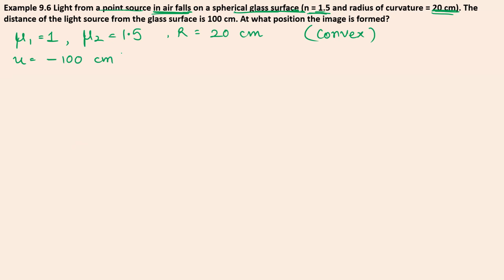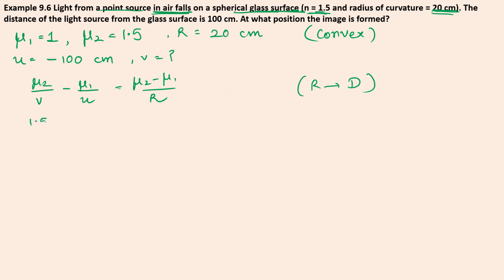In this kind of question, unlike lens questions, we do not convert centimeters. What position is the image formed? V is to be found. This is ditto that formula only we have: mu2 by v minus mu1 by u. Rarer to denser, the normal formula. Mu2 is 1.5, v is to be found, mu1 is 1, u is minus 100, is equal to 1.5 minus 1 upon R, which is 20.